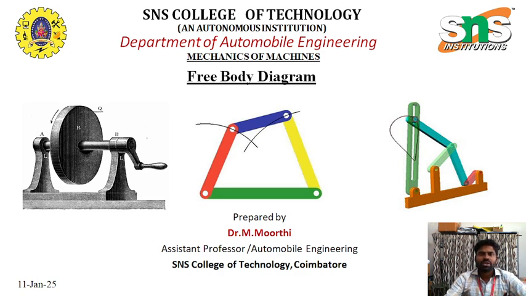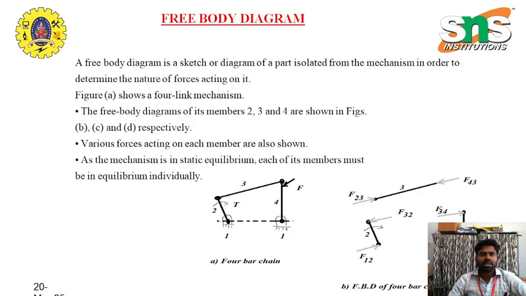Next is the free body diagram. The exact definition is the separation or isolation of an object from the surrounding or supporting objects. A free body diagram is a sketch or diagram of a part isolated from the mechanism in order to determine the nature of forces acting on the system. The objective of drawing the free body diagram is to determine the different types of forces acting on the system, and the changes caused by the application of the various forces.